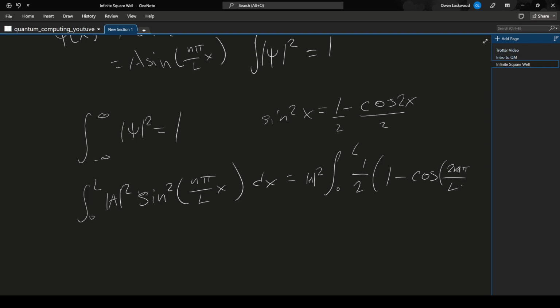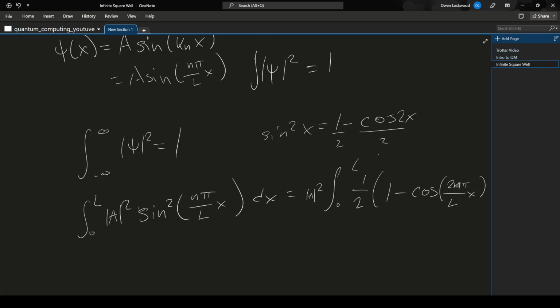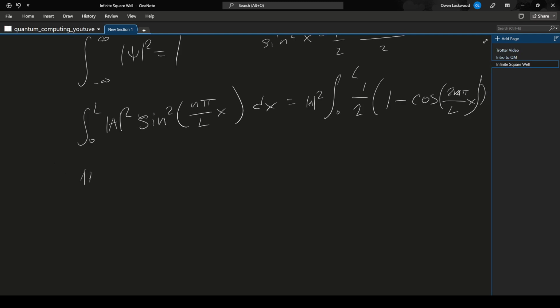Oh, got a little close to the edge there. Let's write another parenthesis. All right, so now we can take our a squared over 2 out, and we still have our integral from 0 to L of 1 minus cosine of 2 pi n over L x. Now, of course, we can separate this out.